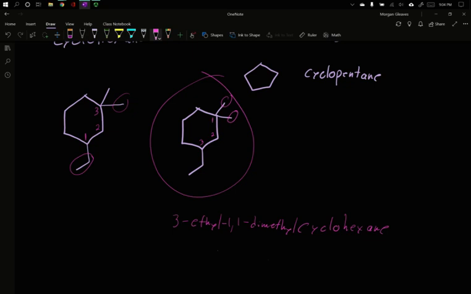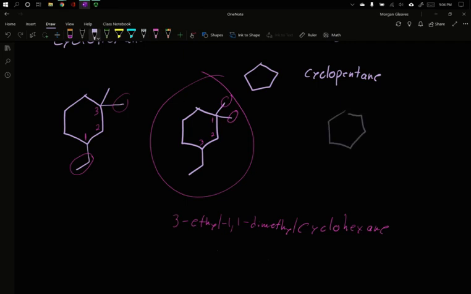And so rings, we still kind of name them just like a chain, except we get to pick where we put carbon 1. And so one of our groups will always be on carbon 1 because we get to have it be as low a number as we can make it, and we get to put the 1 on that group.